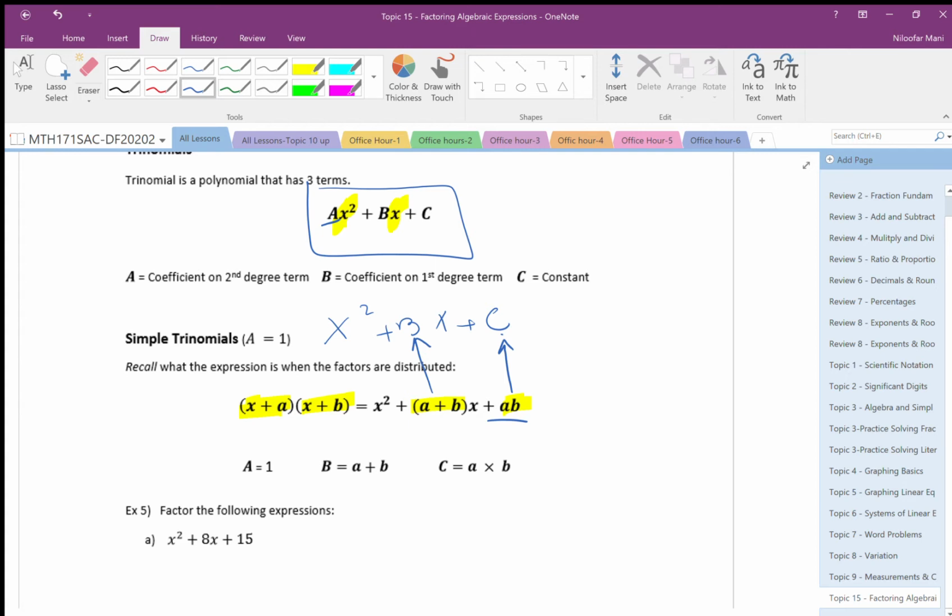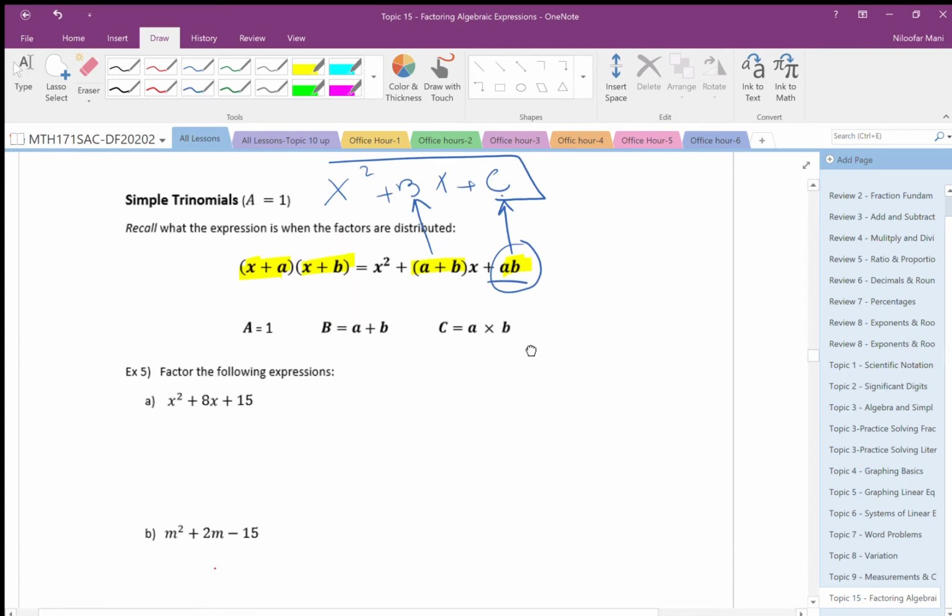So see, if I have these and I can find two numbers that when I multiply it's c, and when I add it's b, don't say when I multiply it's the last one and when I add it's the middle one, because how about if I change the order? You have to say when I multiply it's the number, and when I add it's the one beside x. So I found the answer, because it's x plus a multiplied by x plus b, and I am done.